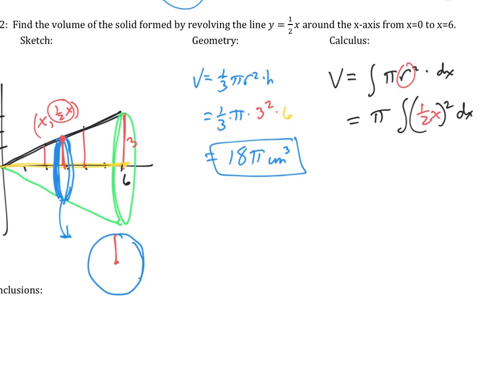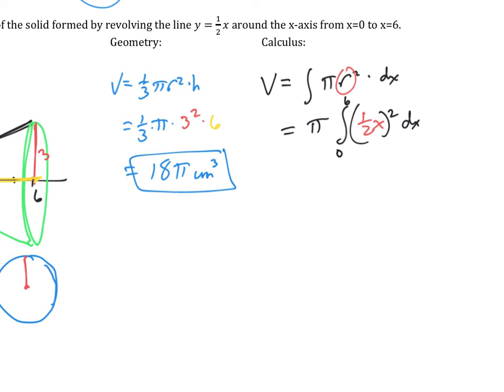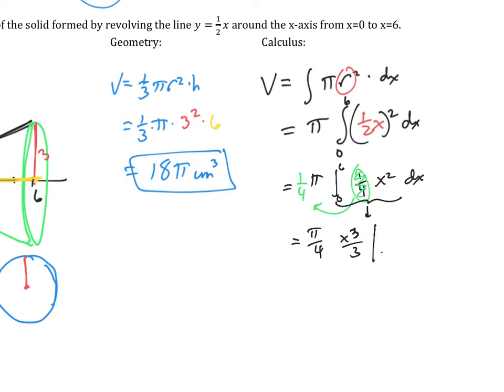Okay, stare at that for a minute if you need to. We need to put our limits of integration in here. We're going from 0 to 6, and then have fun with the calculus. So I'm squaring first, always simplifying the inside of my integral as much as I possibly can. And then, why not, let's pull that out. I don't need that 1/4 inside of there. So 1/4 pi, or pi over 4, integral from 0 to 6 of x squared dx. I'm ready to find the antiderivative now. So that becomes x cubed over 3, evaluated from 0 to 6.